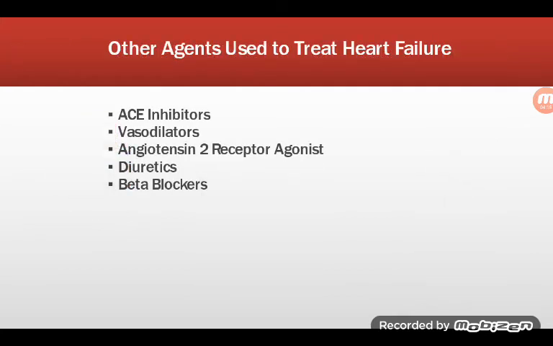Other agents used to treat heart failure include the ACE inhibitors, the vasodilators, angiotensin II receptor blockers, diuretics, and beta blockers. You'll think, we use these to treat blood pressure, right? Correct. So to not put so much work on that heart, we do sometimes decrease that blood pressure so that the heart doesn't have to work as hard to push the fluid out against the peripheral vascular system.